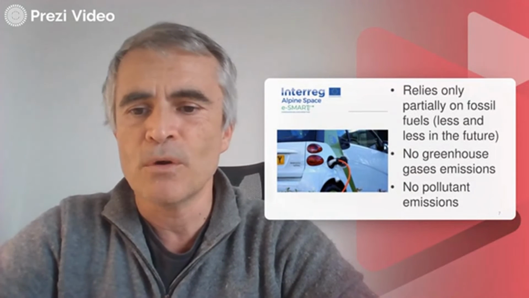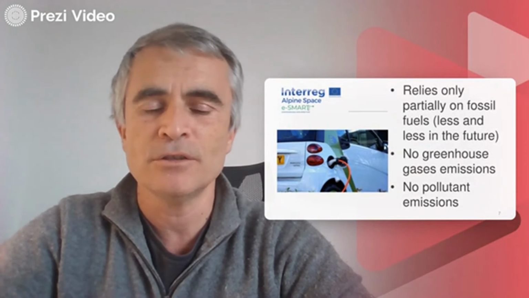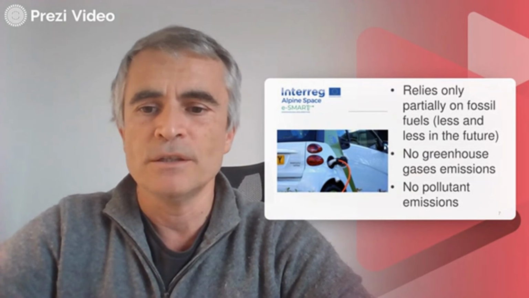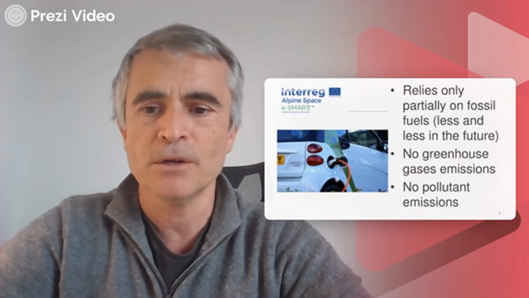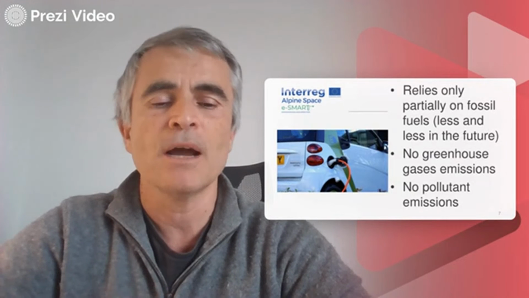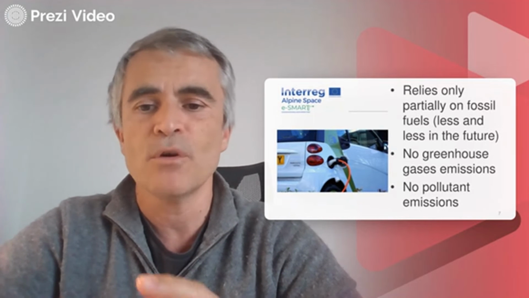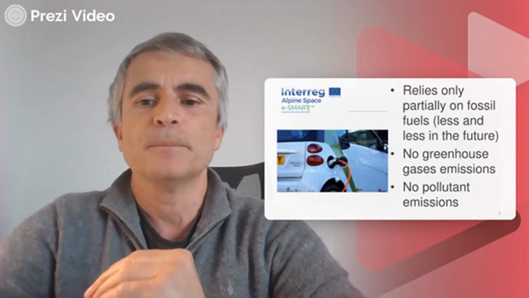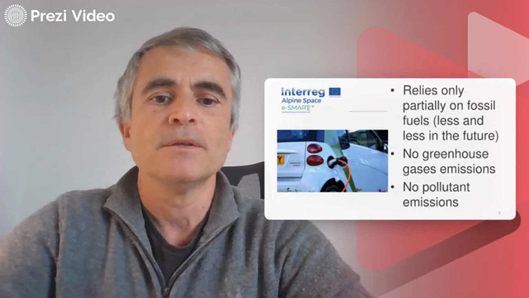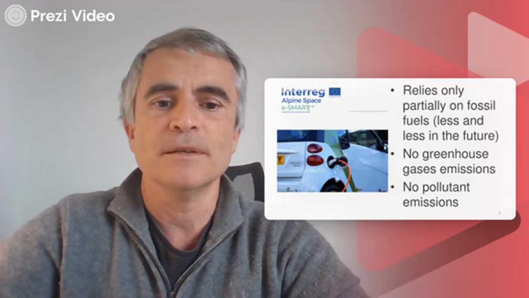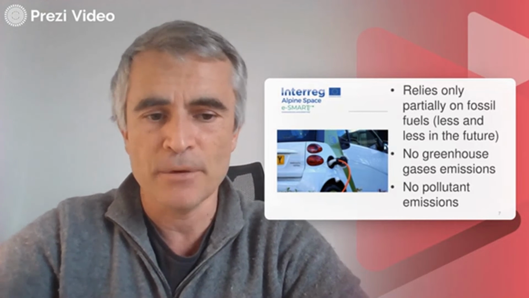One of the ways we can use more efficient vehicles is using electric vehicles. Electric vehicles have some advantages compared with traditional internal combustion engine vehicles. They rely partially, and only partially, on fossil fuel because electricity is produced by a certain amount of renewable energy sources, and this amount has been growing in the last years, and it will grow much more in the future. There are no direct greenhouse gas emissions, no tailpipe, and no pollutant emissions during the use phase in densely populated areas.